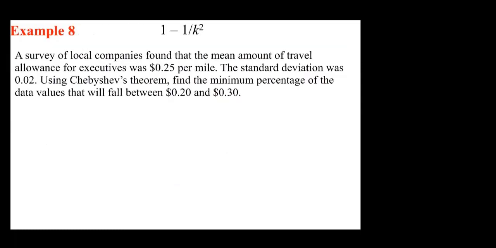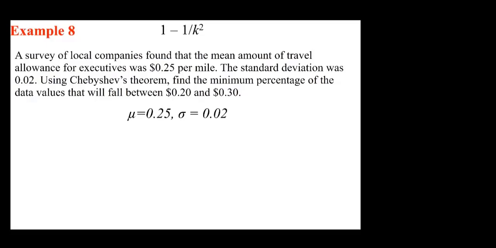A survey of local companies found that the mean amount of travel allowance for executives was 25 cents per mile. The standard deviation was 0.02. Using Chebyshev's theorem, find the minimum percentage of the data values that will fall between 20 cents and 30. We know it's 1 minus 1 over k squared. So the standard deviation is given, 0.02, and the mean is given. So we need to know how far we are from the mean.